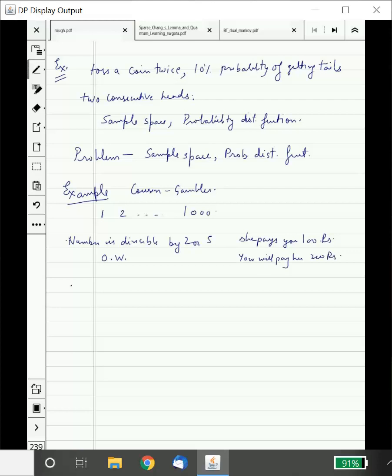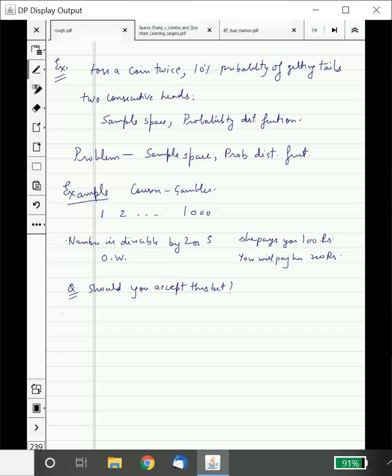The question is, should you accept this bet? Again, you pick a random number between 1 and 1000, and if the number is divisible by 2 or 5, then you get 100 rupees. If the number is anything else, then you lose 200 rupees. Would you want to place your money on this kind of bet?